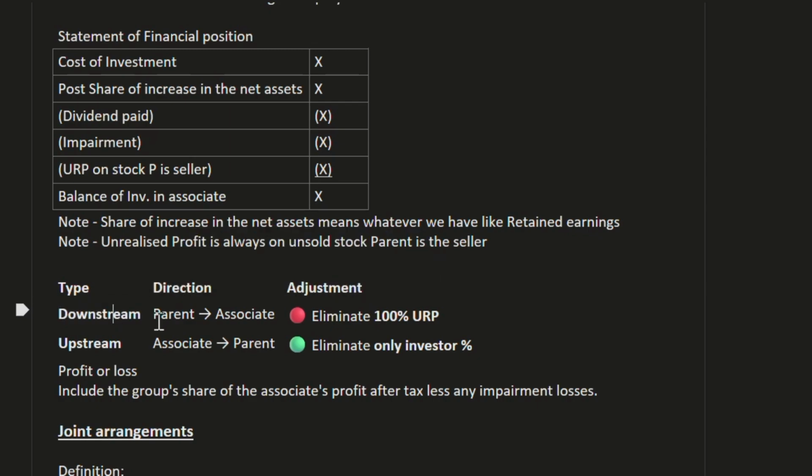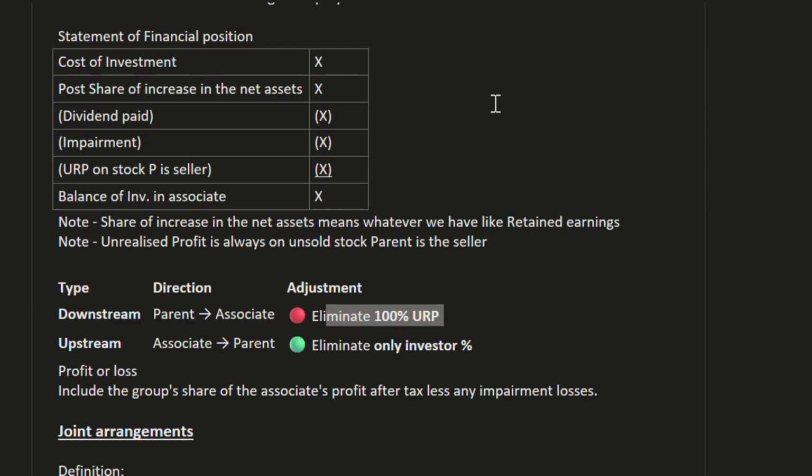Downstream, first parent to associate. When parent sells to associate, eliminate 100%. They have mentioned here unrealized profit on stock if parent is seller. So whenever parent is a seller, then we need to eliminate 100% of the unrealized profit, the entire amount.